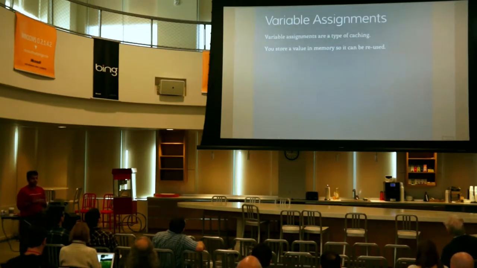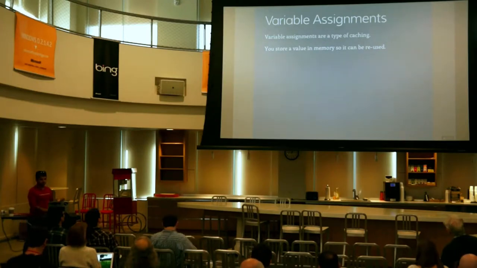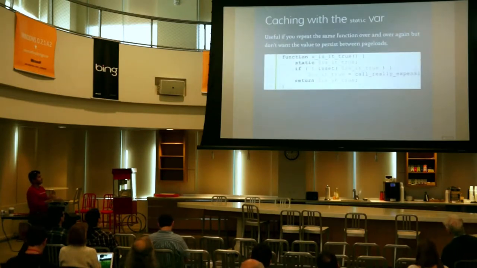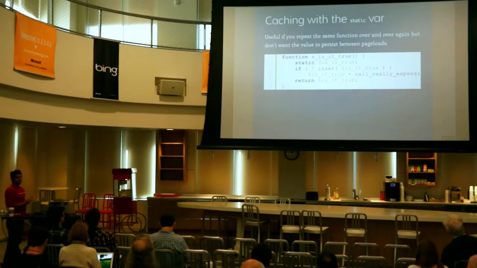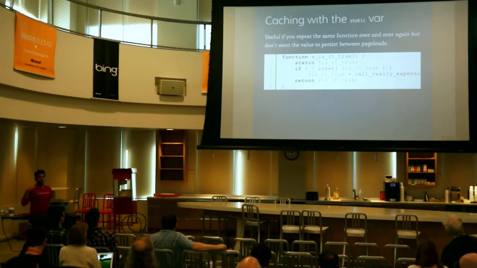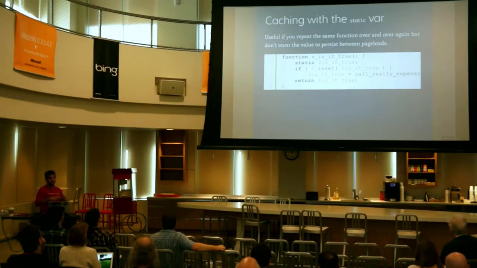So, that's one type of caching: you store the value in memory so you can reuse it. There's another concept that PHP has called a static variable. You can assign variables as statics so that you can reuse them in the same page load. The idea is that the variable stays the same within the scope of that function. So if you call the same function over and over again, that value will remain unchanged.